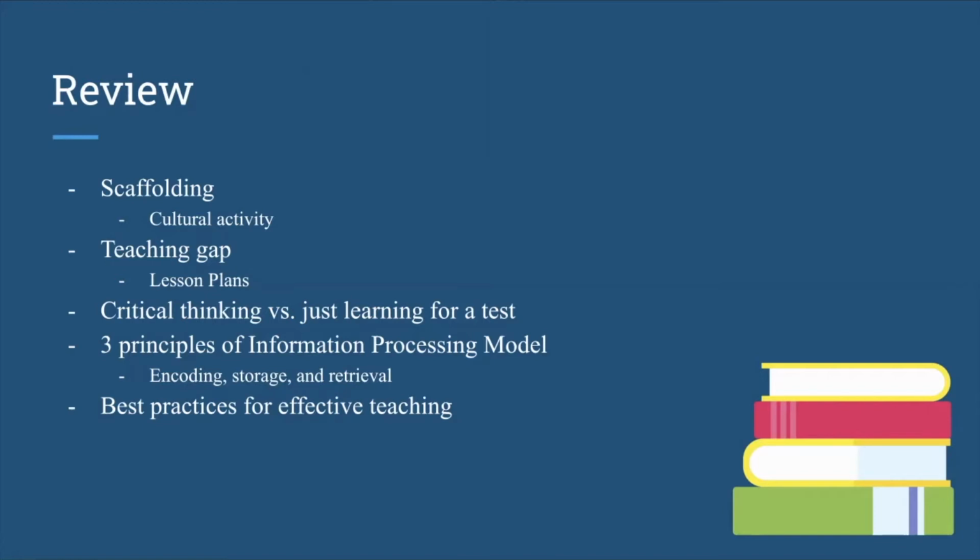Critical thinking is essential for deep learning versus just learning for a test because of how our memory works. For example, critical thinking is going beyond in-depth thinking and memorizing. Meanwhile, learning for a test just happens to be practicing to perform on the day of the exam. Three principles of the information processing model would be encoding, storage, and retrieval.